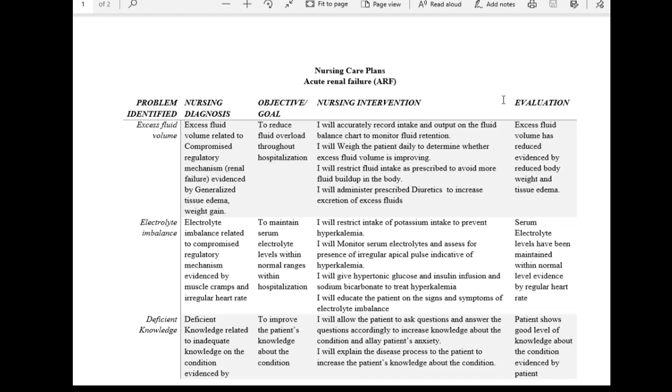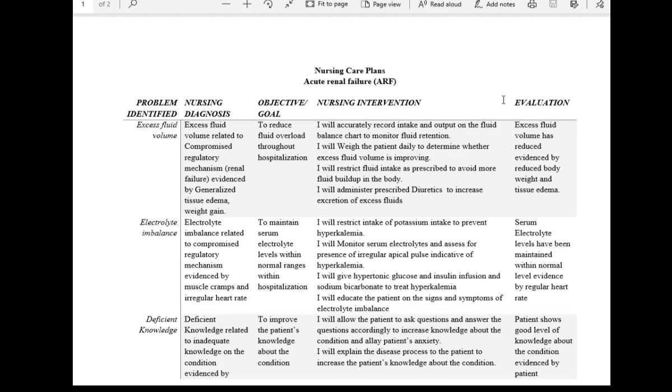The fourth point: I will administer prescribed diuretics such as furosemide to increase excretion of excess fluid. So that is the last point, where we are administering furosemide, a diuretic that will increase excretion of excessive fluids.